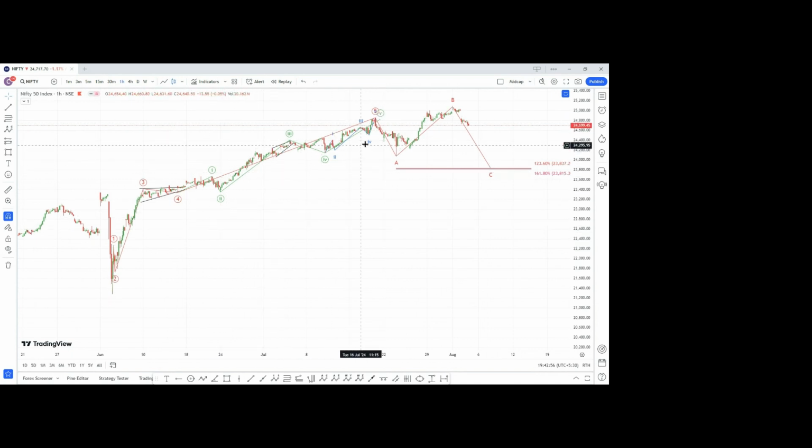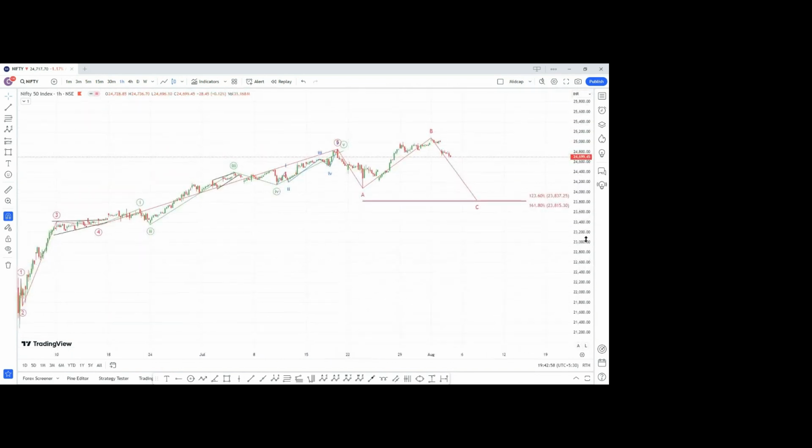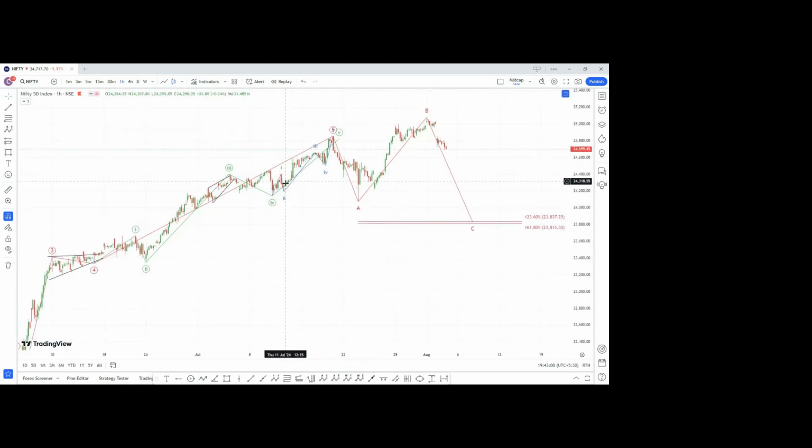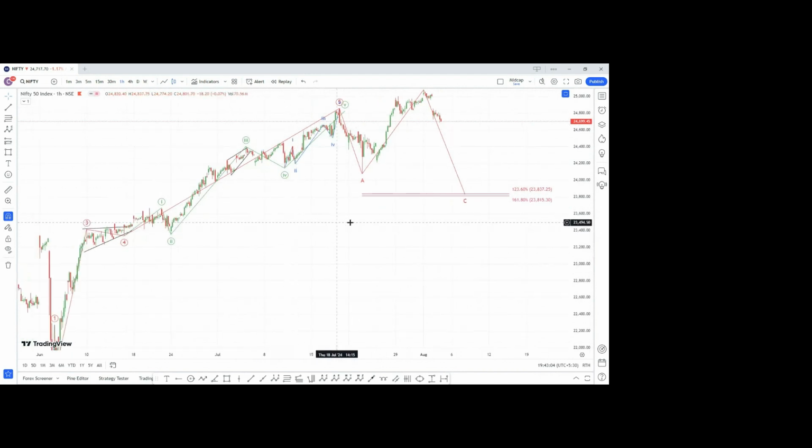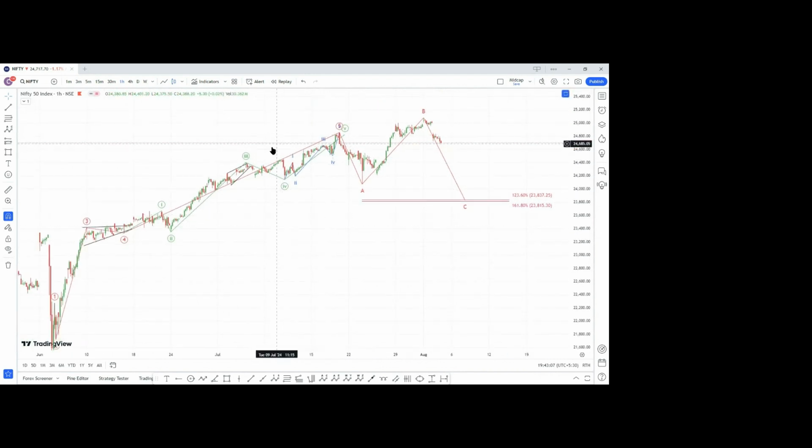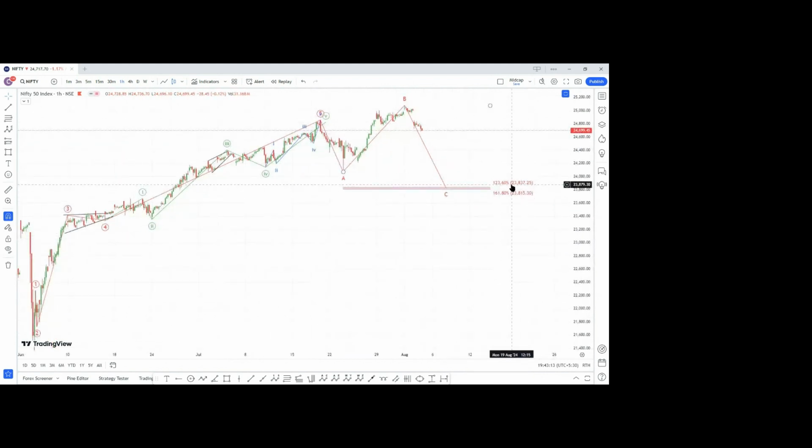So we have sub waves of the fifth wave. Then we have the sub waves of five of five, and in that sub wave of five, we can see one, two, three, four, and five. By looking at this prospect, I can say that we have completed the fifth wave over here, and what we are moving into now is an ABC correction, and I'm expecting a support near the 23,800 zone.